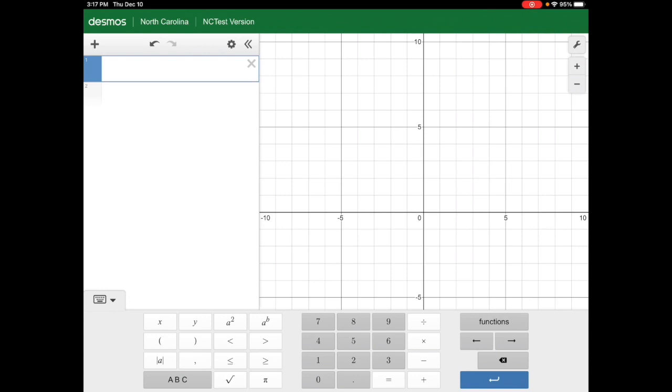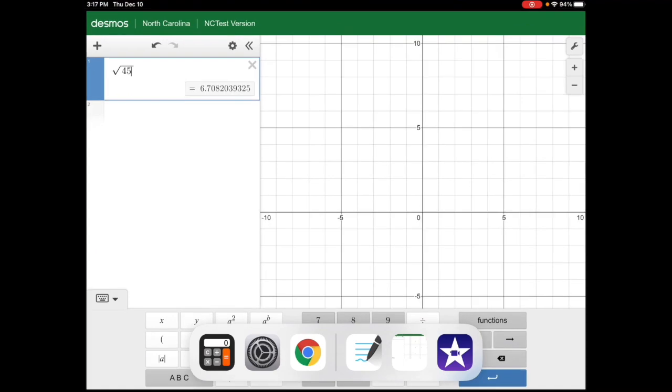Now, the other thing is, you're obviously going to have a calculator to do the square root. So just remember the square root of 45 is on the keyboard, so you can easily put that in Desmos when you're using your calculator.